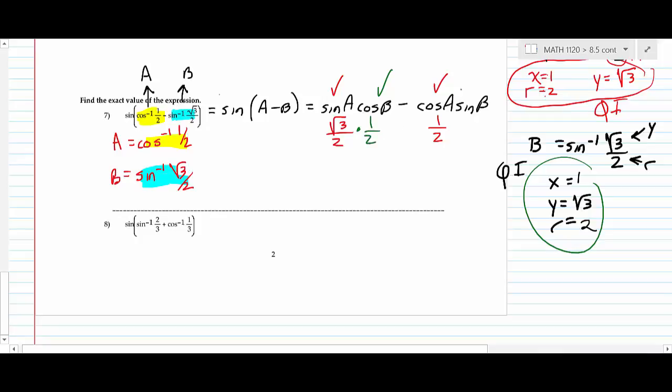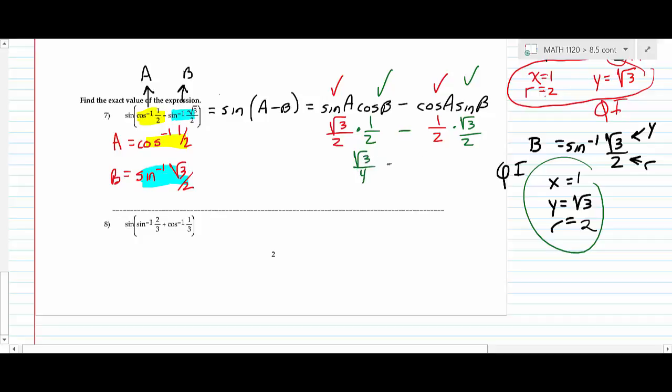What is the sine of B? That's y over r. So what's that? Square root of 3 over 2, right? Okay. So now we're ready to put this all together and get our answer like that. So now what do we have? We have square root of 3 over 4 like that.